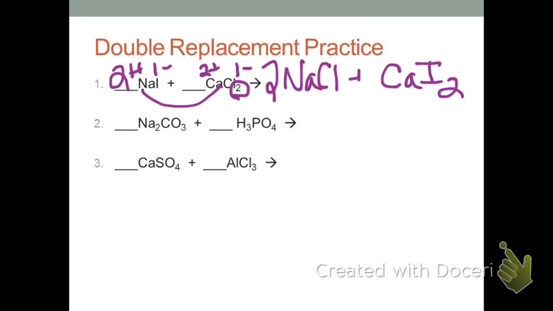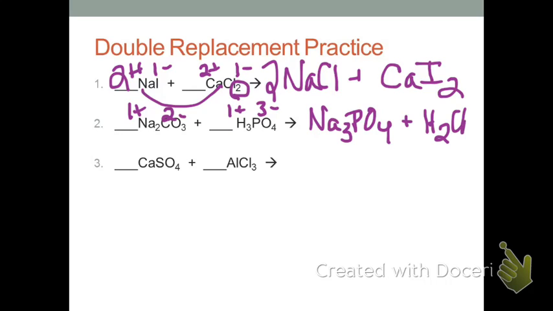Then, for number 2, sodium has a charge of 1 plus. Carbonate, don't forget to memorize, 2 minus. Hydrogen's 1 plus. Phosphate's 3 minus. Swap them, and the sodium is now with the phosphate. So when I swap and drop, I get Na3PO4. And then the hydrogen is now with the carbonate.